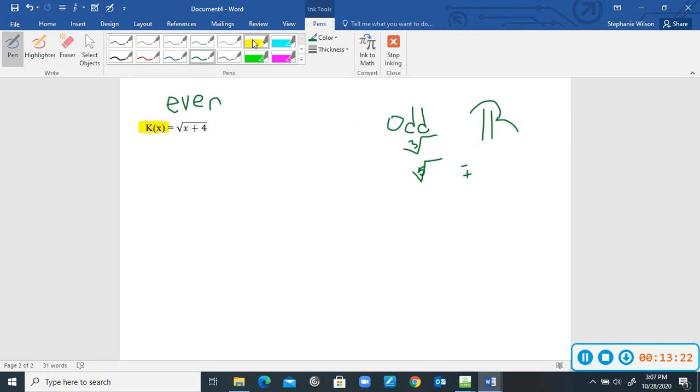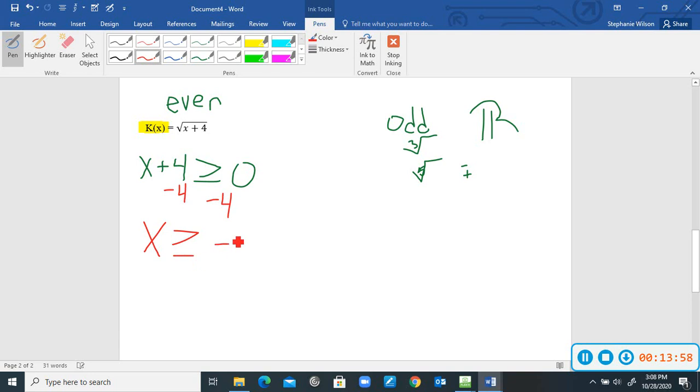So whenever I'm looking for my domains, I look, is the root even or odd? If it's odd, it's going to be all real numbers. If it's even, then I got to do some work. So what you got to do is take the radicand, and the radicand is the value that's underneath the root. In this case, the radicand is x plus 4. We're going to set it greater than or equal to 0. And then I'm going to solve. I have to subtract the 4 from both sides, and it gives me x is greater than or equal to negative 4.